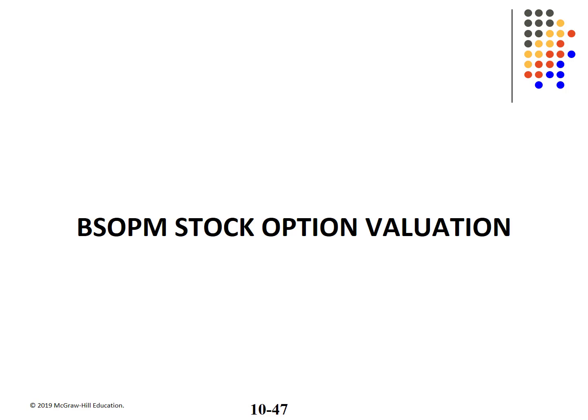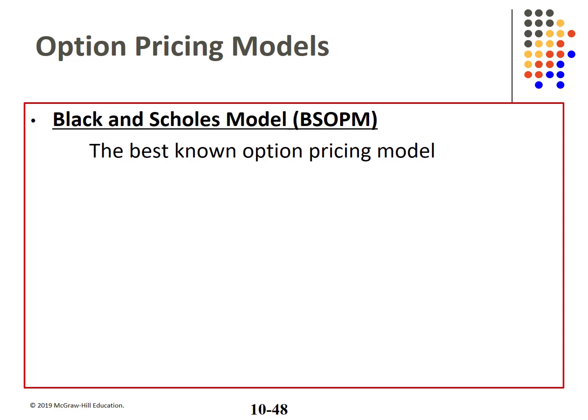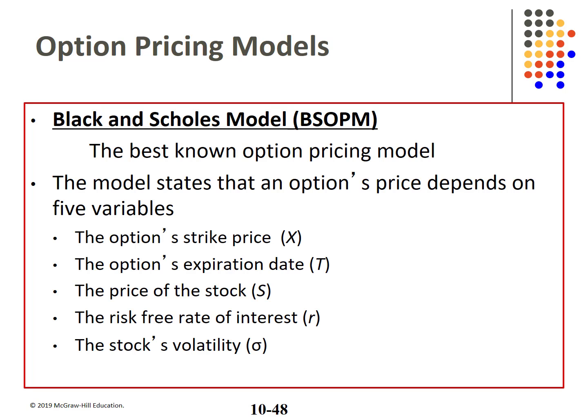This is in addition to Chapter 10 covering the Black-Scholes option pricing model. As already mentioned, the Black-Scholes model is the most widely used option pricing model, and we looked at the variables before, but here they are again: stock price, exercise price, time to maturity, volatility of the underlying asset, and the risk-free rate.